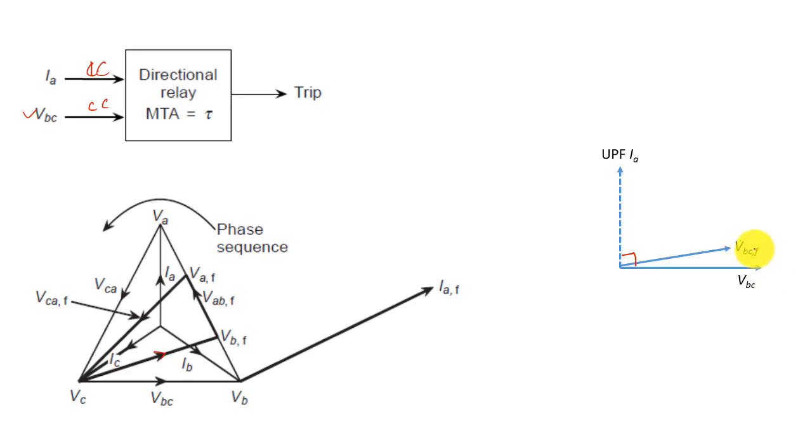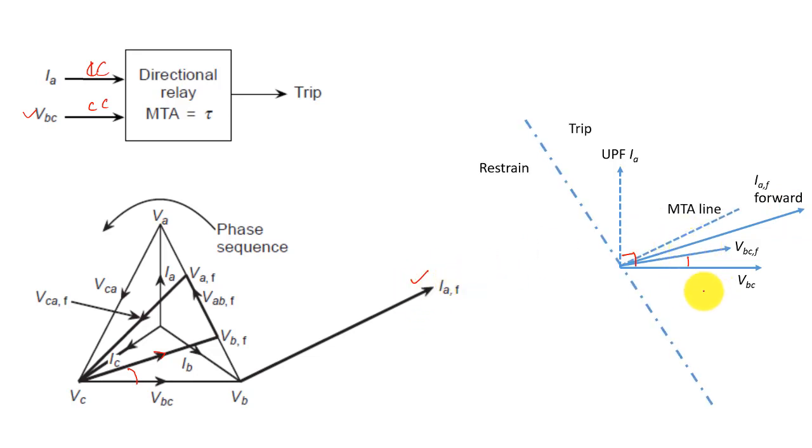Now if we plot VBC under fault condition, that is VBCF, obviously it is leading here. So it will lead VBC before fault by some angle, and obviously the magnitude of VBCF will also decrease. And if we plot IF forward, it will be somewhere here from this condition.